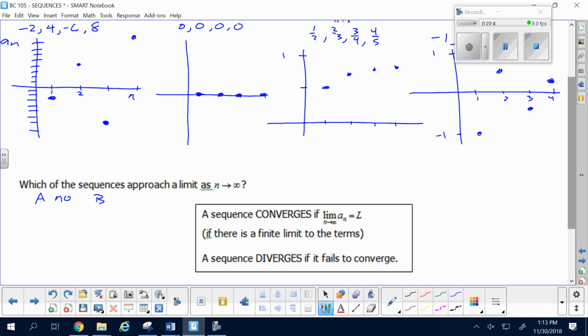B, do the terms approach a limit? Here, you tell me. Listen to the sequence. 0, 0, 0, 0, 0, 0, 0. What do they approach? 0. Is there a limit? Yeah, there's a limit. Okay? Yes. C. Do those approach a limit? 1. Yeah, they approach a limit, so that's a yes.